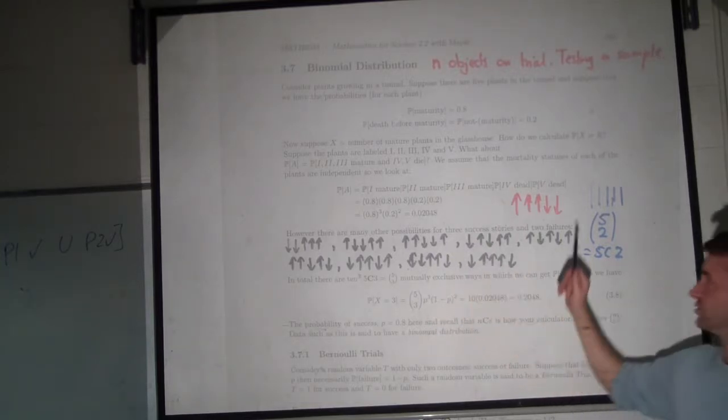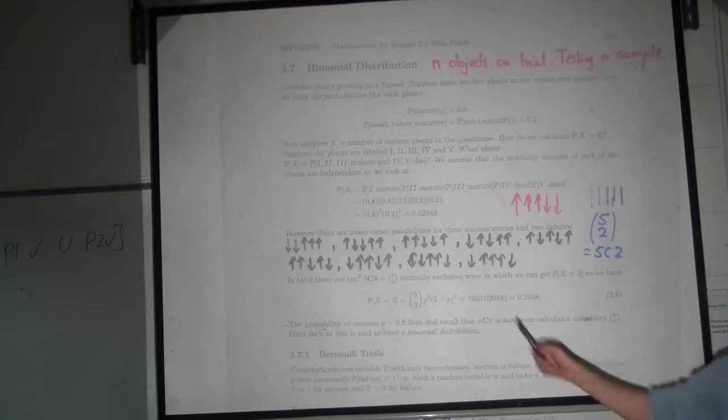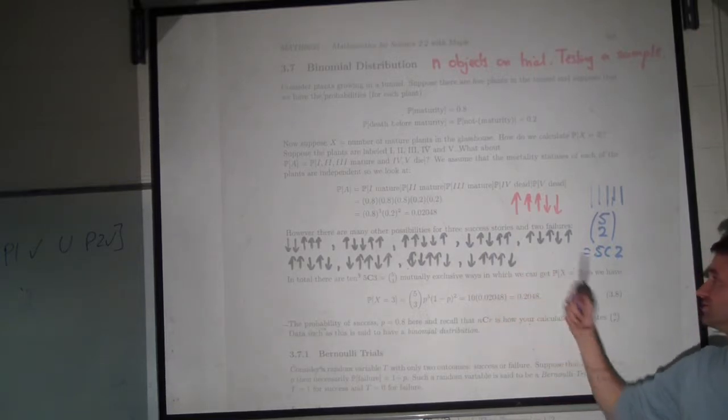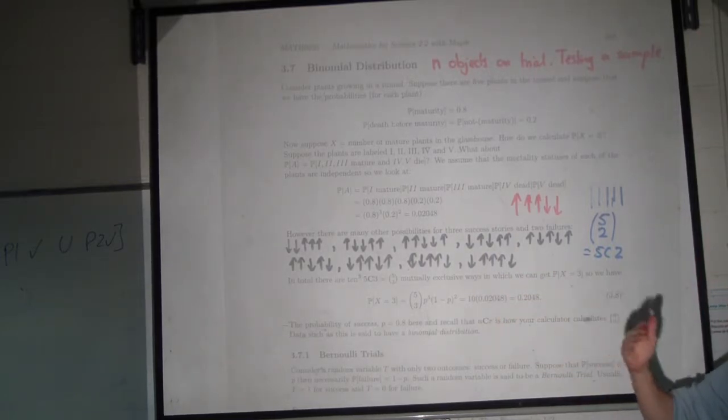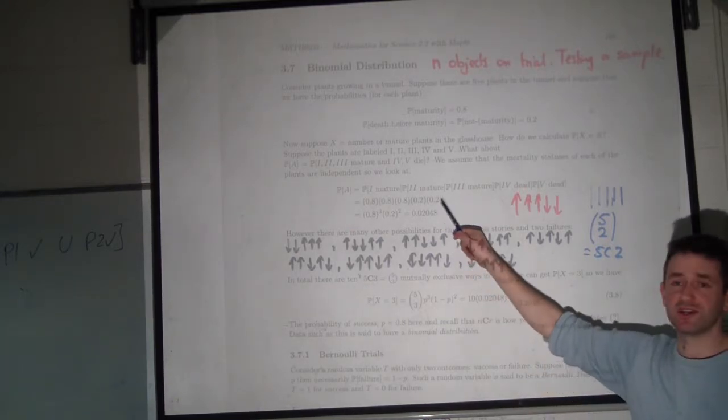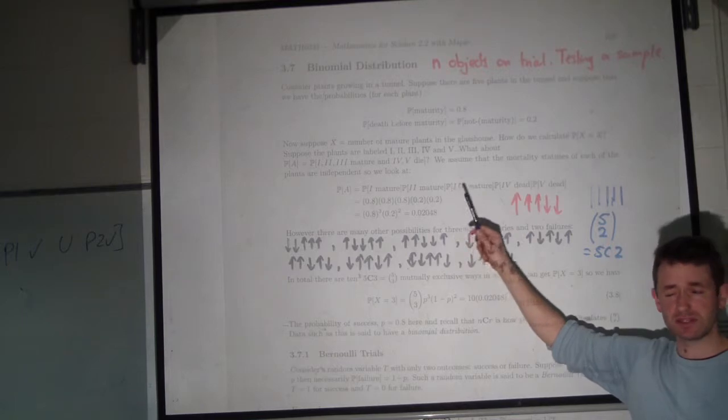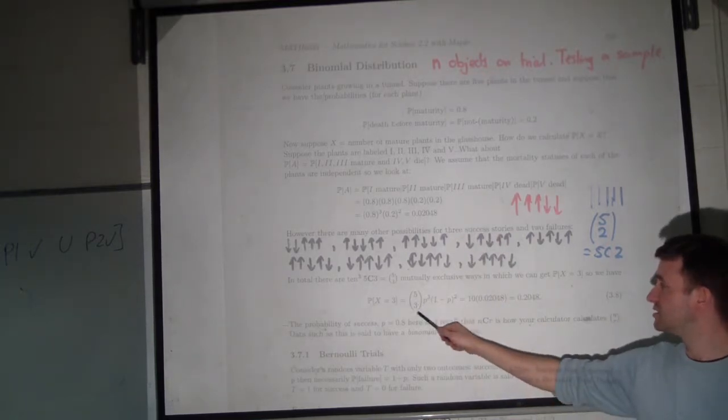So there's 10 different ways of doing it, 1 plus the 9, and they're mutually exclusive. You can't have this and this at the same time. You can't have the first resistor being bad and good at the same time. So they're all ORs, and the ORs mean add. So you're going to have this plus this plus this, 10 times, and you get this number here.